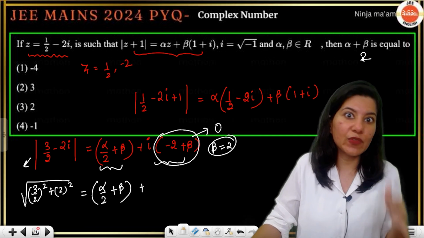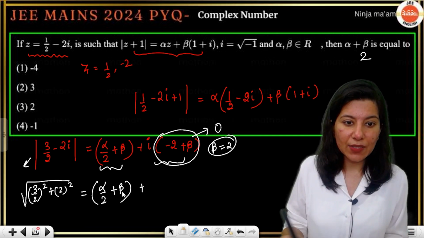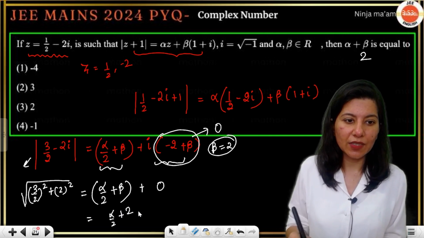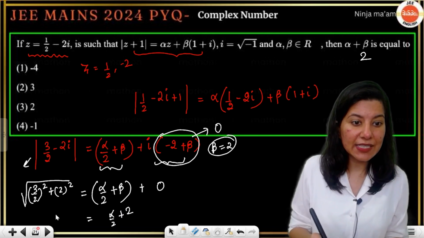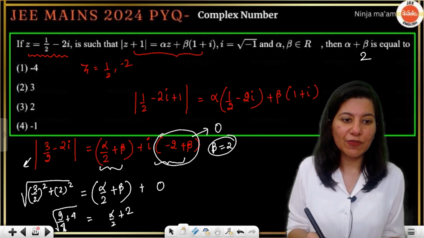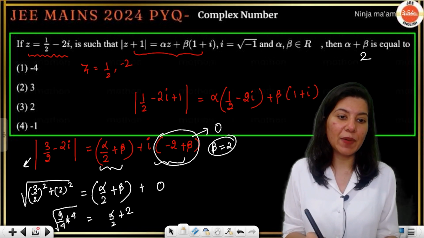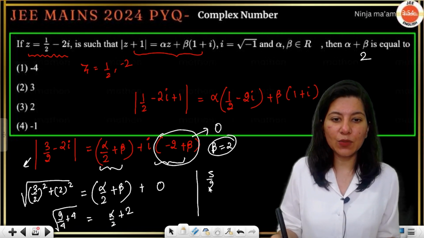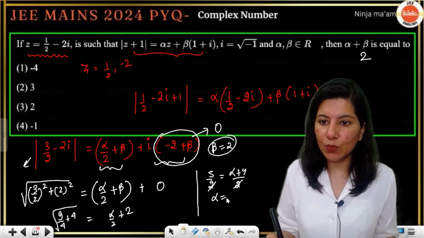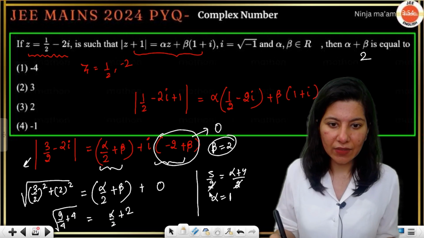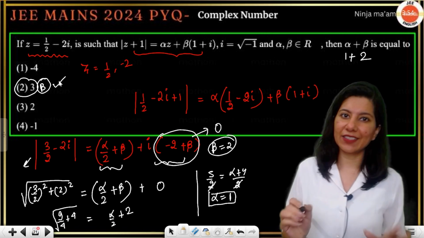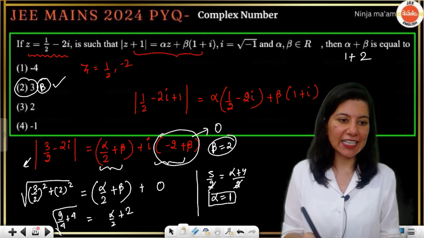So beta is 2. Now we're just looking for alpha, right? So this is 0. Now we have alpha by 2 plus 2. This is your right hand side. What about the left hand side? So this is root of 9 by 4 plus 4, so 9 by 4 plus 4 root, 4 4s are 16. So this is 5 by 2. So basically 5 by 2 is equal to alpha by 2 plus 4 by 2. Clearly alpha is coming out as 1, right? So alpha is 1, 1 plus 2, 3 is absolutely correct. Okay, so this question also done nicely.